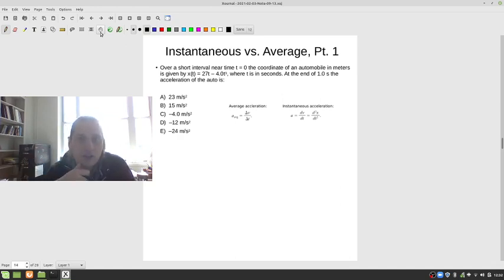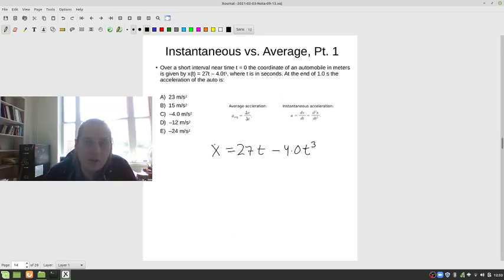So let's, for instance, look at this case. It says, over a short interval near time equals 0, the coordinate of an automobile in meters is given by x equals 27t minus 4t cubed, where t is in seconds. Okay, so that 27 has to be in units of meters per second, and then this 4 has to be in units of meters over seconds cubed to cancel it out.